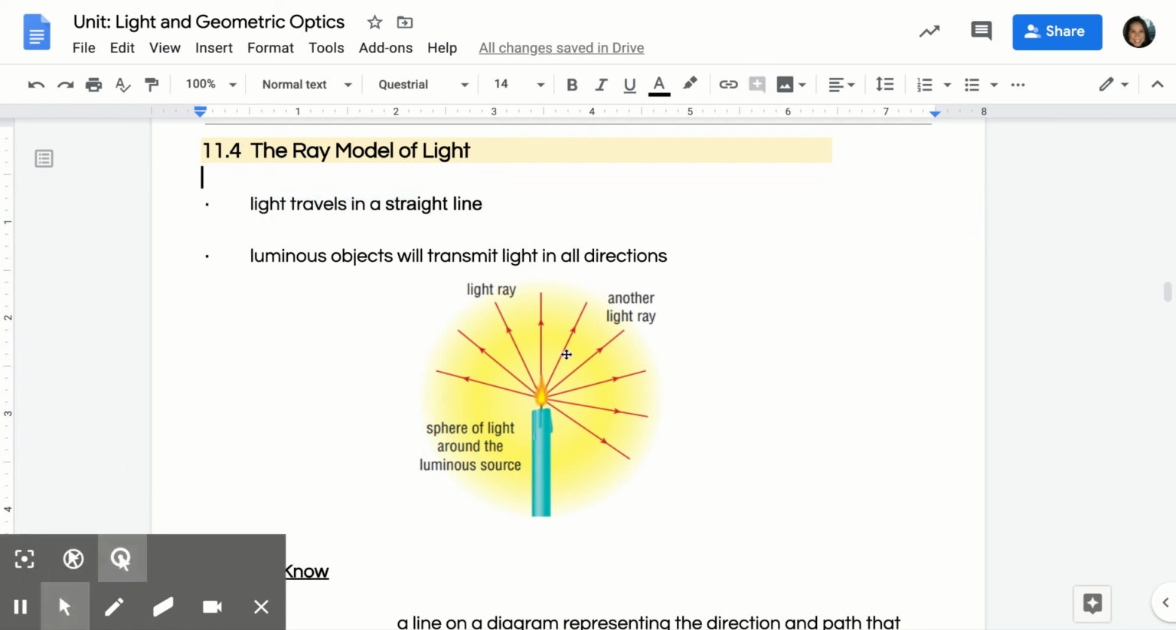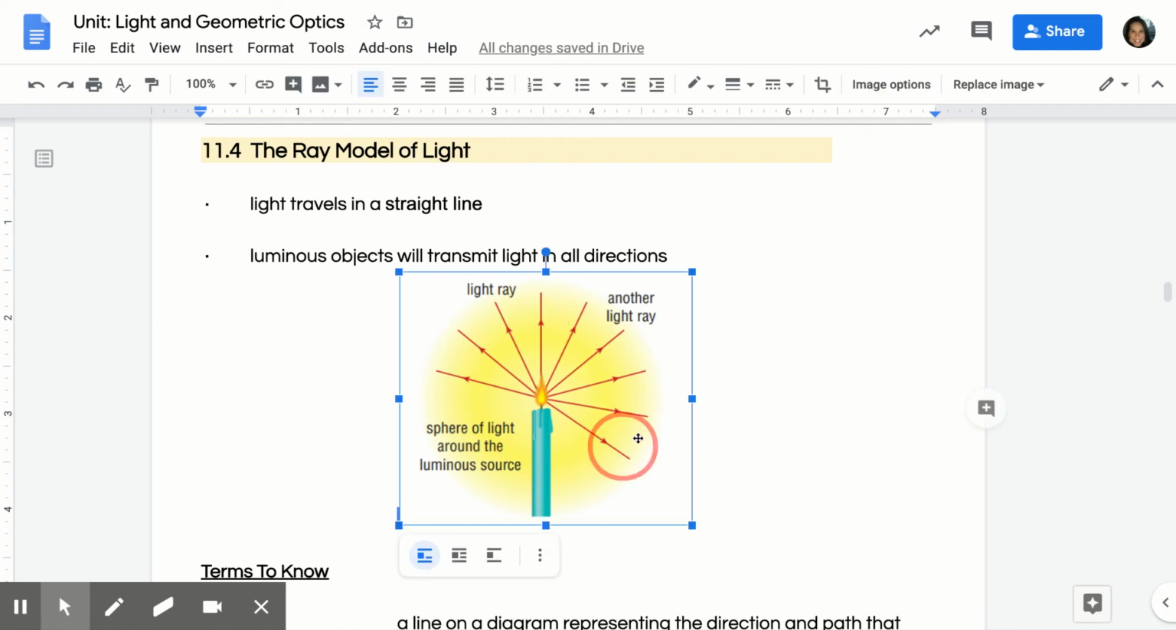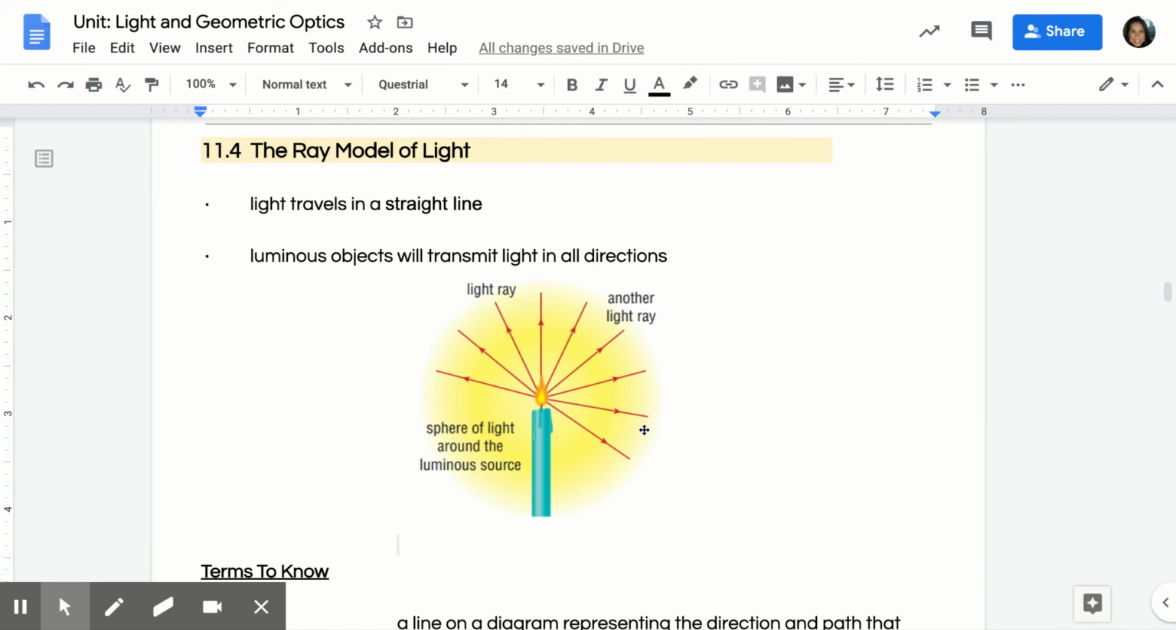All right. Anything that gives light, so luminous objects that transmit light, so give off light, they actually do it in a whole bunch of different directions, okay? So if this is a candle, what you see and how the candle is able to emit so much light, like that glow, is because there's light rays that are transmitting off of it in all of these different directions. But notice that all of these light rays are straight lines.